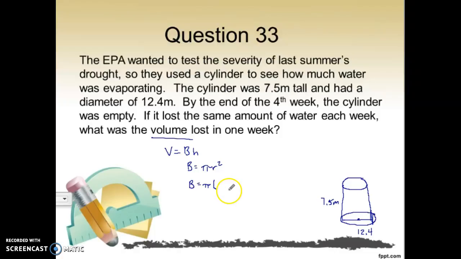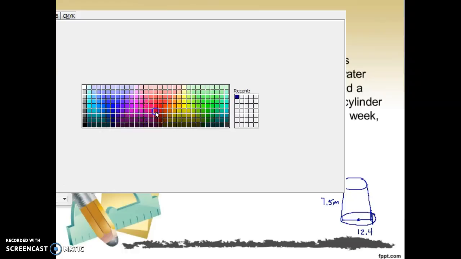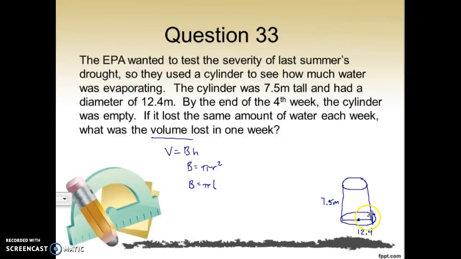Whoa, wait a minute. They didn't give me the radius. They gave me the diameter. Well, if I have the diameter, how do I find the radius? Remember that the radius is halfway across this circle. The diameter goes all the way across and passes through the center, so the radius is half the diameter. So what is half of 12.4? Well, if I do 12.4 divided by 2, I get 6.2. Now I have to square that.